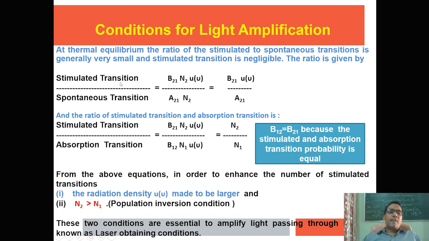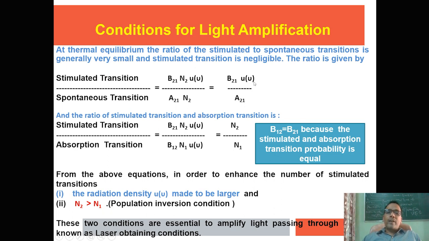Mathematically, stimulated transition can be written as B21 N2 u nu, and spontaneous is A21 multiplied by N2. By cancelling out N2, we have B21 u nu by A21. And the ratio of stimulated transition to absorption transition is again the same formula, B21 N2 u nu upon B12 N1 u nu. B12 and B21 can be cancelled out, because the transition probability is taken as identical in absorption as well as stimulated transition, since all the physical conditions are identical, and this is equal to N2 by N1.